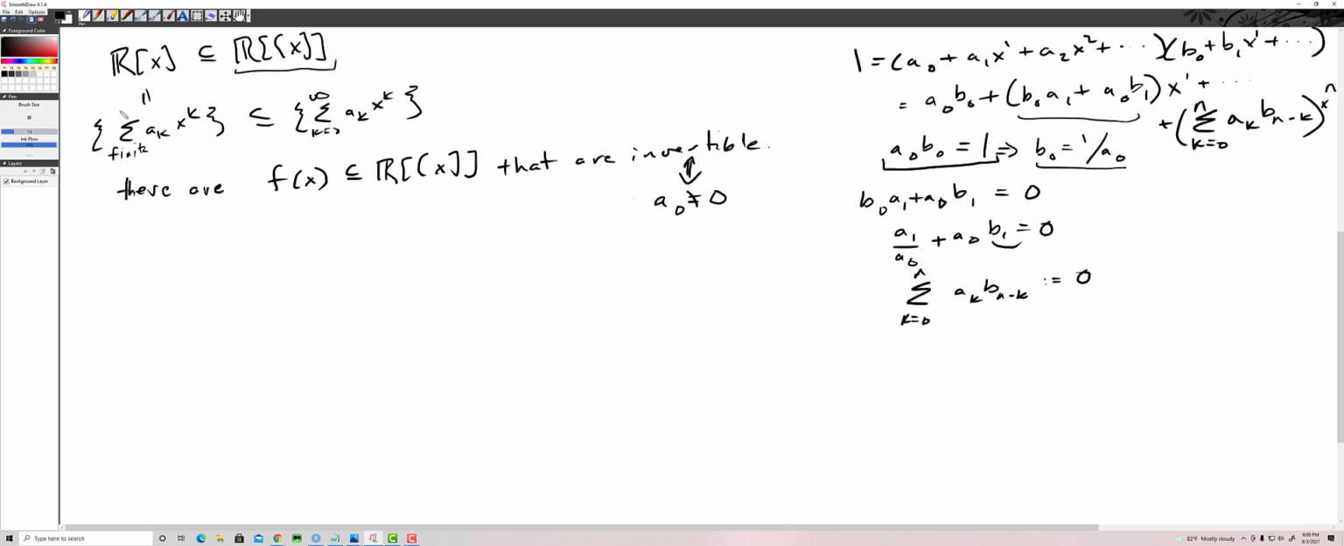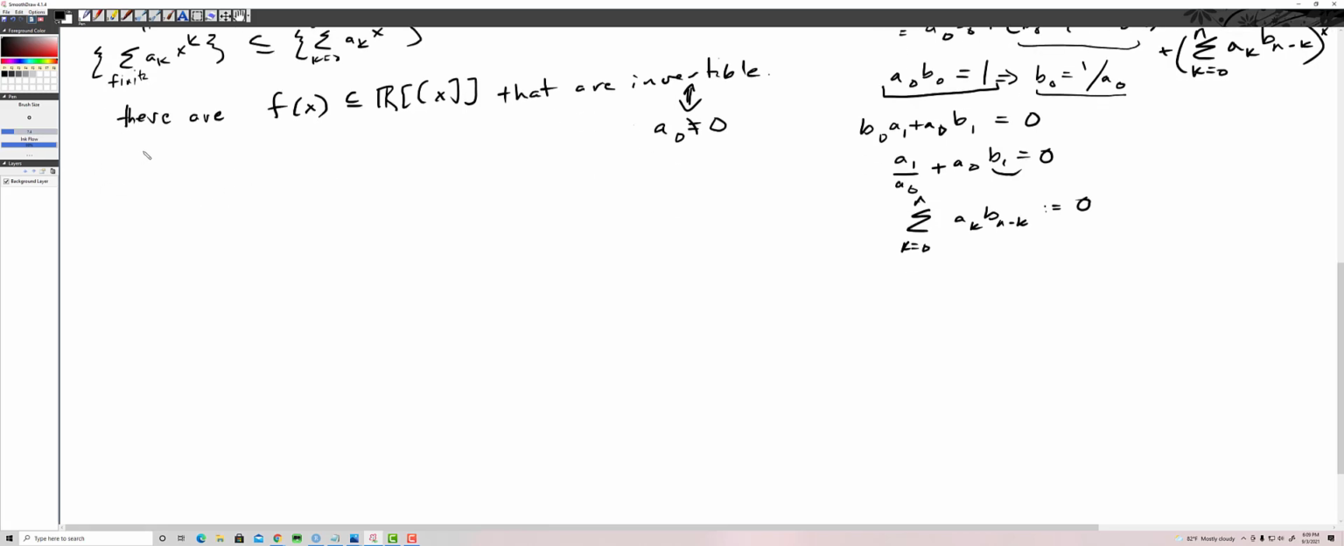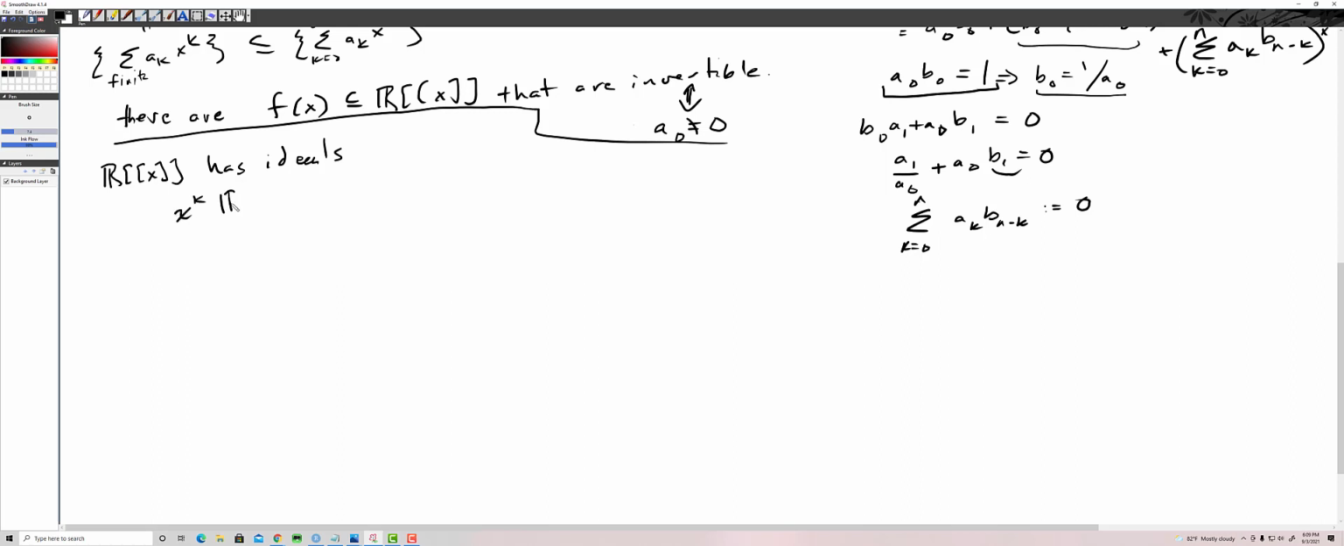And obviously, in the ring of polynomials, there are no invertible polynomials. You have to do some funky stuff to get there. Another interesting thing about this ring is that it has ideals, okay? And the ideals look like this. So if you think about what this is, you're just taking all the formal power series and multiplying by x to the k.